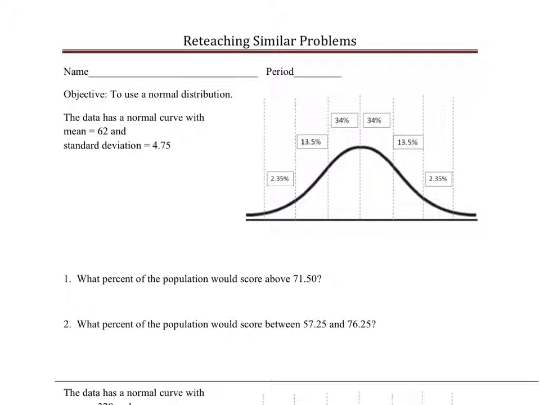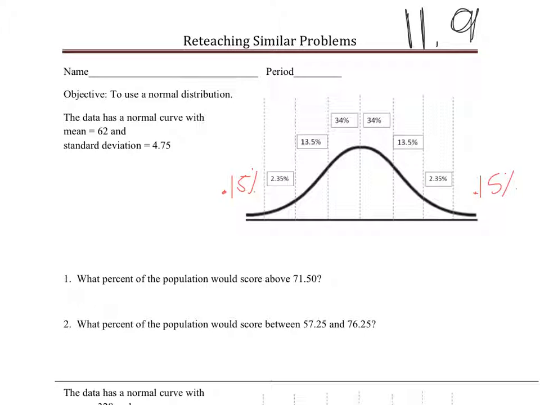Similar reteaching questions for 11.9, normal distribution. So again, normal distribution, this graph will always be given to you. The thing you have to remember is this 0.15% and this 0.15% for the tails. Normal distribution curve means the same percentage of data points fall within the mean and standard deviation.